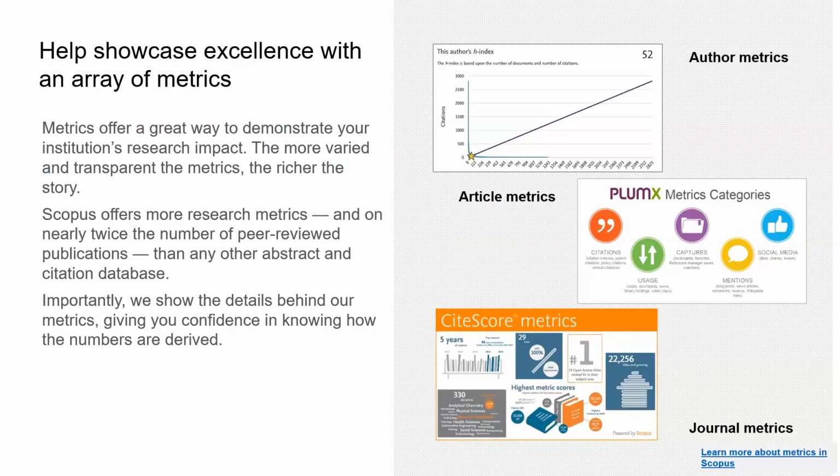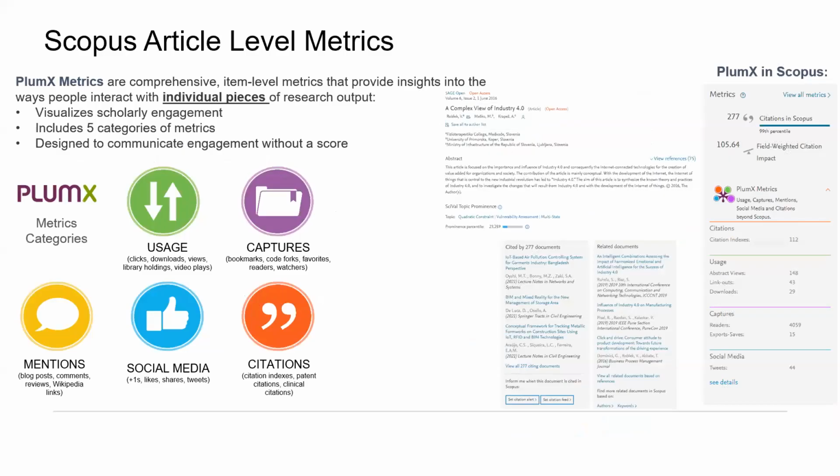We talk a little bit about metrics, right? I would say that there are a lot of metrics that you can leverage within Scopus to really bolster your author profile, in terms of H-index, in terms of CiteScore. But the one that I want to talk more about will be PlumX metrics, which are article level metrics. PlumX metrics are comprehensive item level metrics, which showcase insights into the way people interact with individual pieces of research output. So PlumX metrics help you to visualize scholarly engagement.